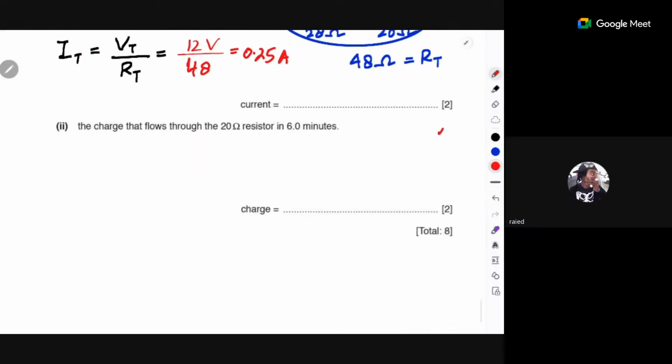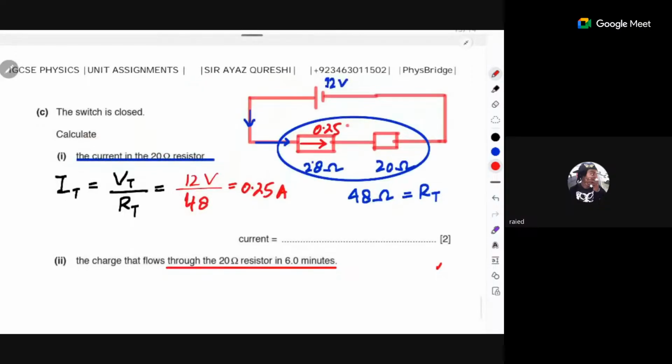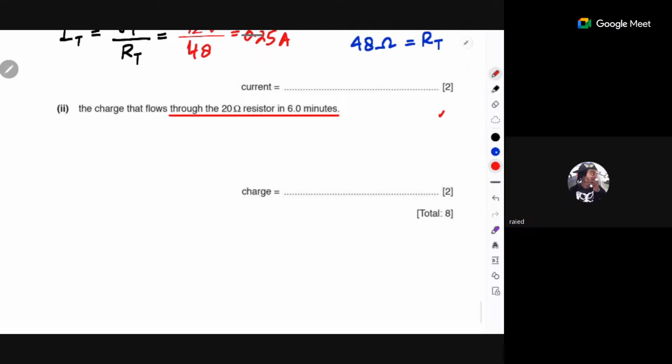So here, charge that flows through the 20 ohm resistor in 6 minutes. Here, if we were talking about current, here we are talking about the charge. So which formula will be helpful for me? Q is equal to I T. Very good. So that means 0.25 times 6 times 60, because they are the minutes. So what will be your answer, please?